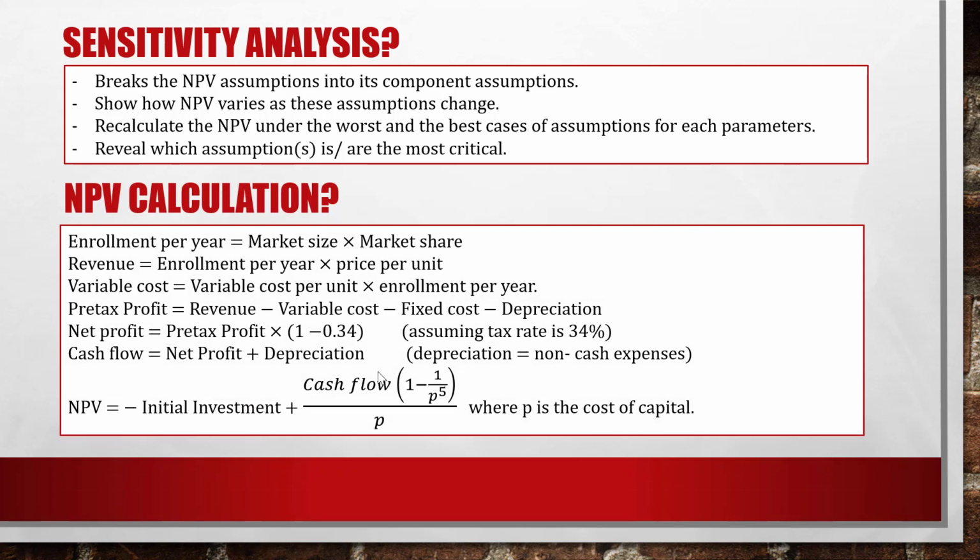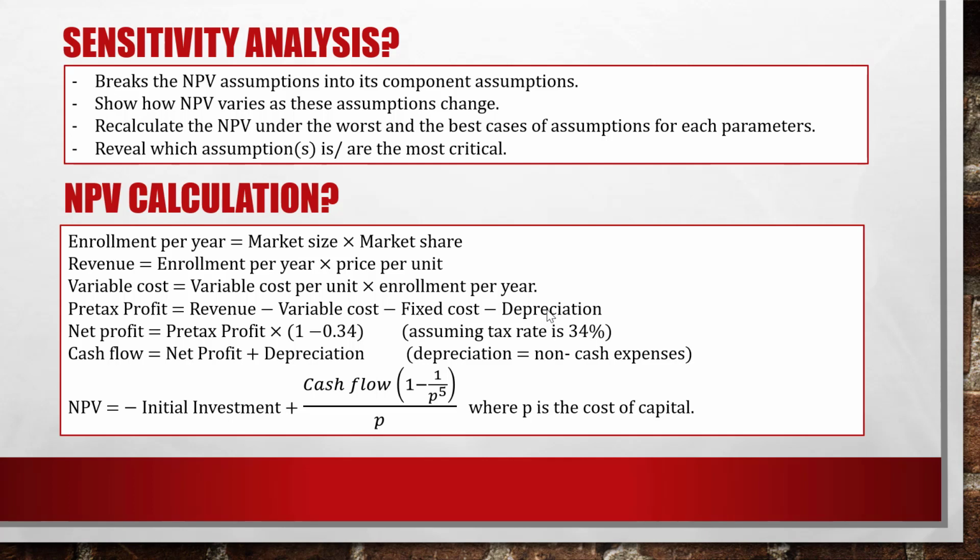So here the NPV calculation is: first you compute the enrollment per year, which is just the product of market size and market share. The revenue is the product of enrollment per year and the price per unit. The variable cost is the variable cost per unit times the enrollment per year. The pretax profit is the revenue, subtract variable cost, subtract fixed cost, and subtract depreciation. Remember, depreciation here is a non-cash expense.